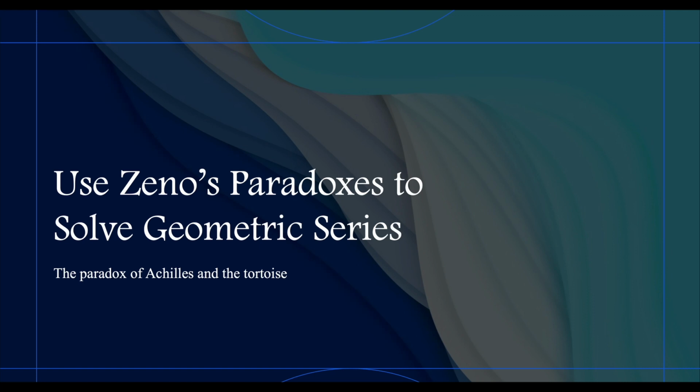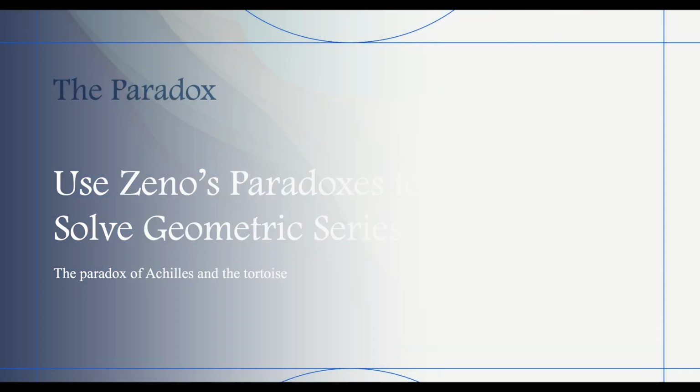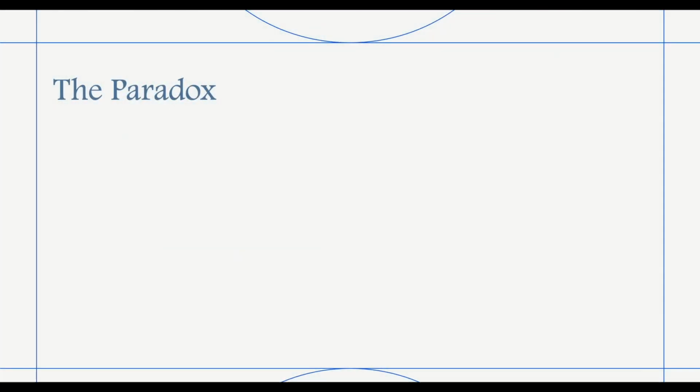In today's episode of Investigation, I will use Zeno's paradoxes to solve geometric series, which are summations of geometric sequences. Specifically, we're going to use the paradox of Achilles and the tortoise. So let's get started. First of all, let's introduce the paradox.